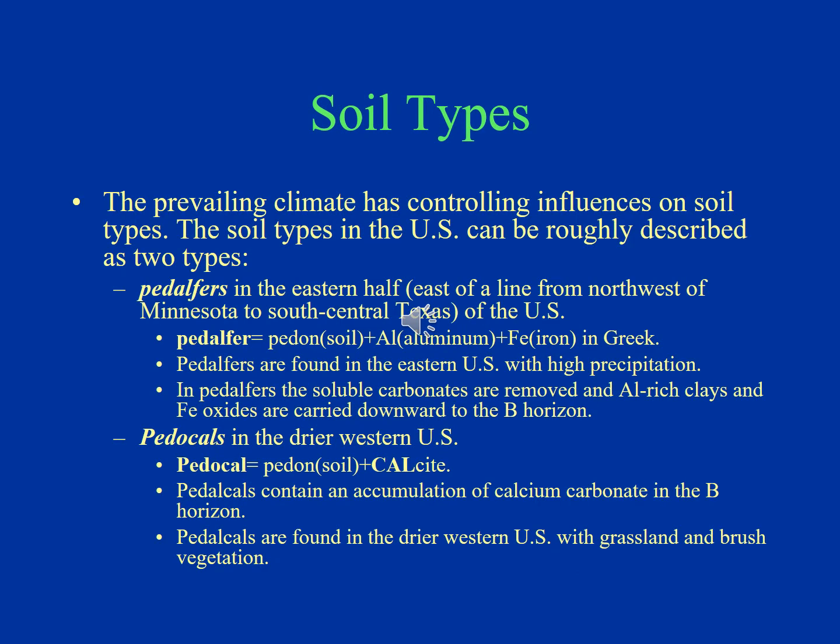And lastly, looking at some soil types. The prevailing climate, of course, has control on soil formation and types. Soil types in the U.S. can be roughly described as two: pedalfers in the eastern half of the United States, where the soil has a lot of aluminum and iron in it, and pedocals in the drier western United States. That's the soil that has a lot of calcium in it. So pedo meaning soil and cal for calcium, and there you go. That is the description of soil formation.